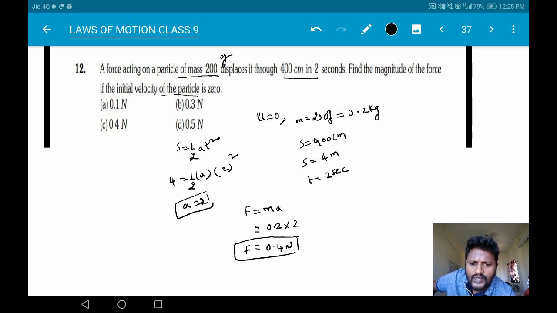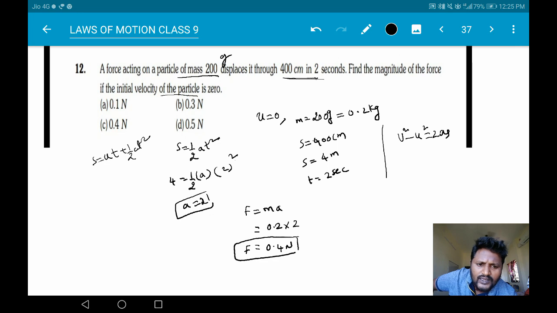Okay? So here there is no information about the acceleration. So by using this information we are going to get acceleration by using the second equation of motion, s equals ut plus half a t square. Sir, if we use the third equation of motion, can we get the answer? Let us check it. V square minus u square equals 2as. To use this expression, you should know the value of the final velocity. There is no information about final velocity. That's why I am directly using s equals ut plus half a t square.